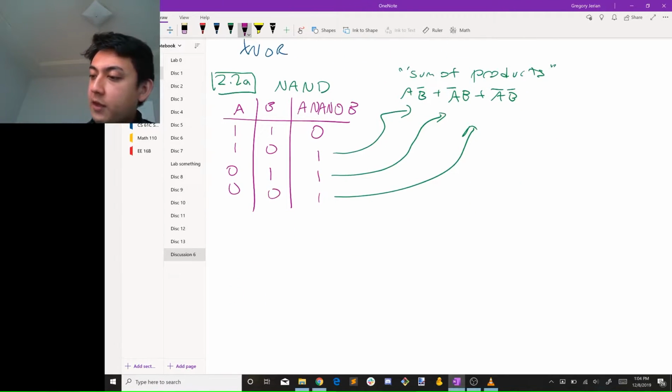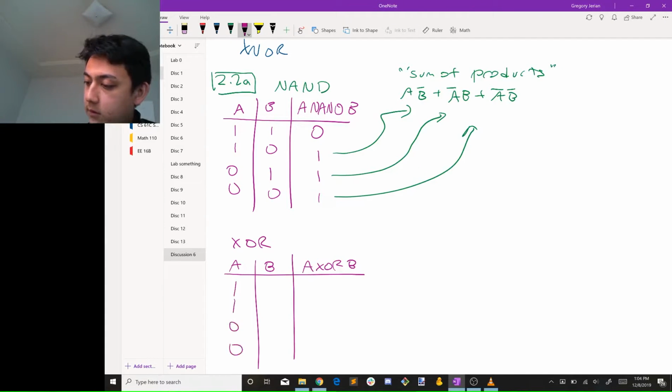Now we can just do the same thing for XOR. So for XOR, we have A, B, and A XOR B. For XOR, we know that if the inputs are different, then it's true. Otherwise, if they're the same, it's false. So once again, we can write our sum of products, and we know that only this row and this row are 1 in the A XOR B column.